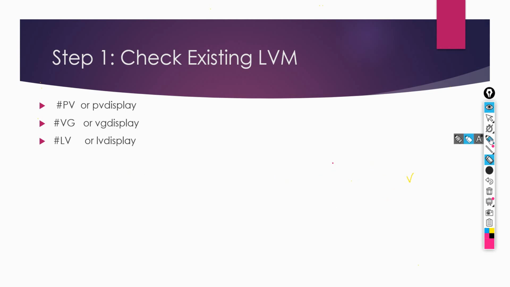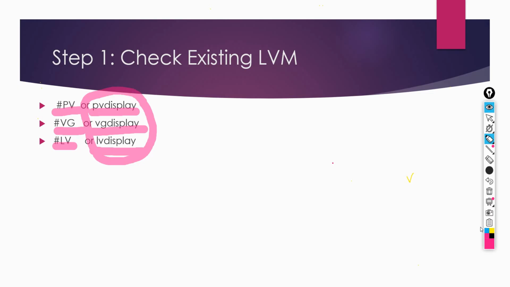Based on your operating system, you can use the PV, VG, and LV commands, or PV display, VG display, and LV display. The simplest difference between these two is that the display command gives you the full-fledged information about a particular PV, whereas the normal PVS command gives you only the shortest information. So this is the pre-existing topic.